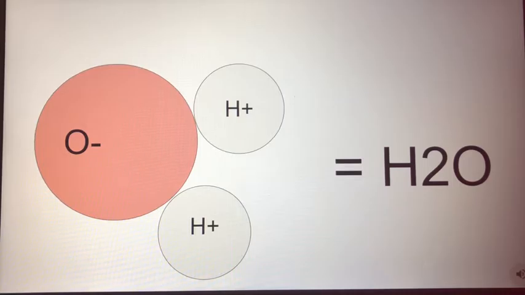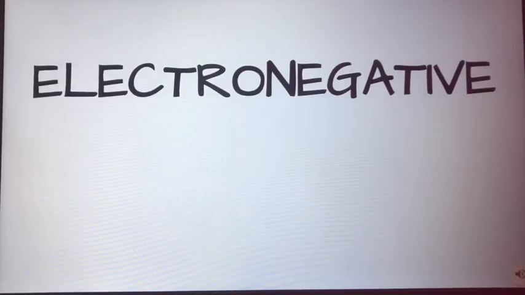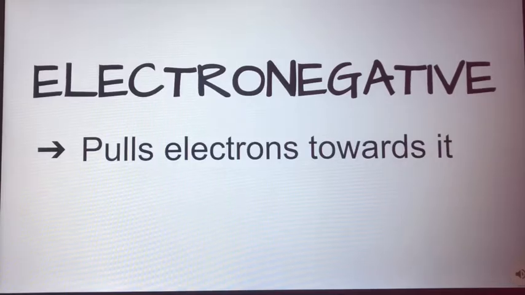Water is made from 2 hydrogen molecules and 1 oxygen molecule. This is where we get H2O. Now, these hydrogens and oxygens are held together by what's called hydrogen bonds. Now, one unique thing about oxygen is that it is very electronegative. Electronegative means that it will pull the electrons toward it.